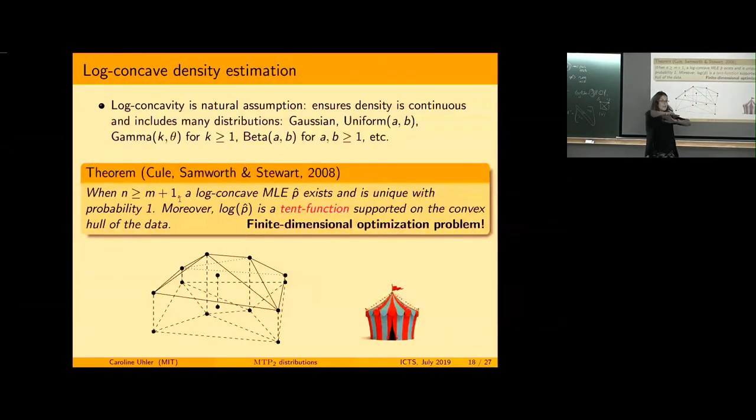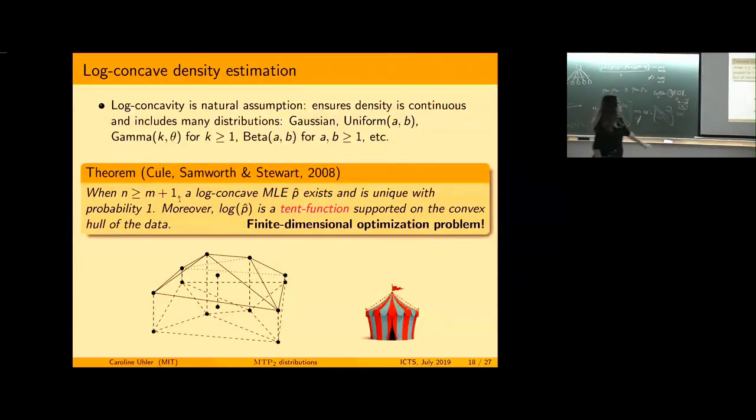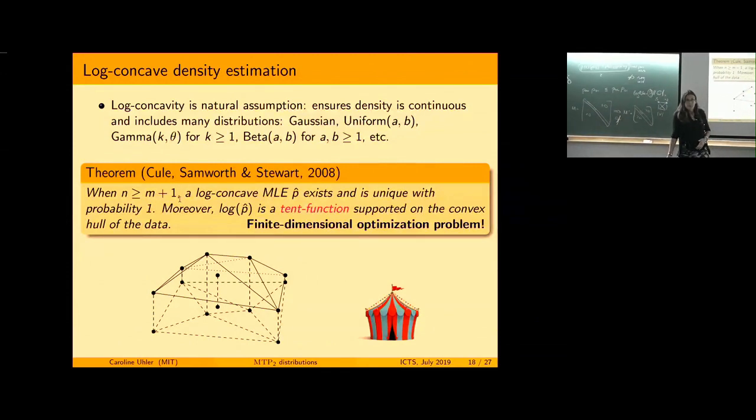So instead of solving an infinite dimensional optimization problem over all possible functions, all I'm going to do is solve a finite optimization problem where the dimension is the number of samples that you have, just to optimize over these tent pole heights. And if you solve that, then you already have the MLE. So this is pretty amazing, right? Infinite dimensional optimization problems can be turned into a finite dimensional optimization problem once you know that your MLE is always a tent function.